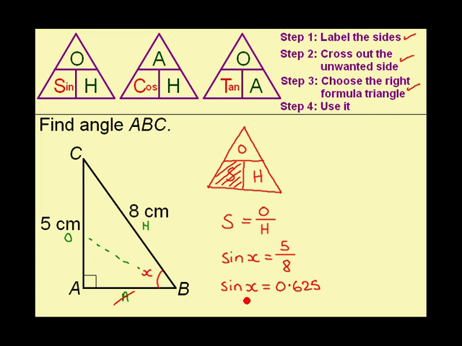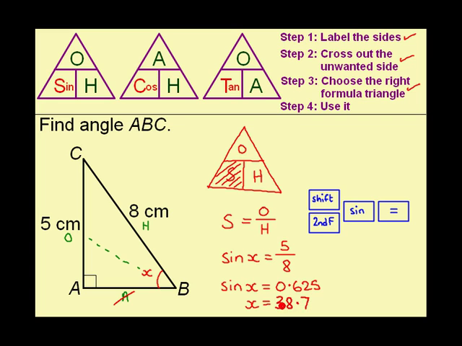To find the value of X, you need to press the shift button or the second function button, depending on which one you've got on your calculator, sin, and then equals. So make sure you've got this on your calculator screen to start off with, then press shift or second function, sin, equals, and you should get the answer 38.7 rounded to 3 significant figures. This is the size of the angle here, so the units this time are degrees.